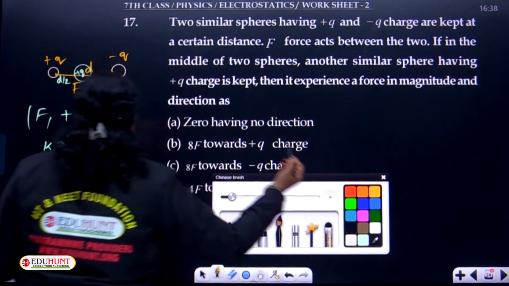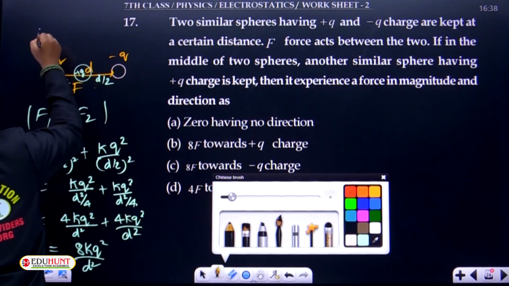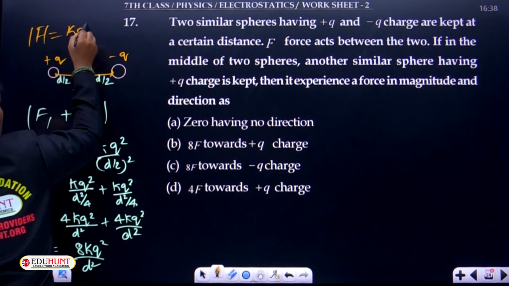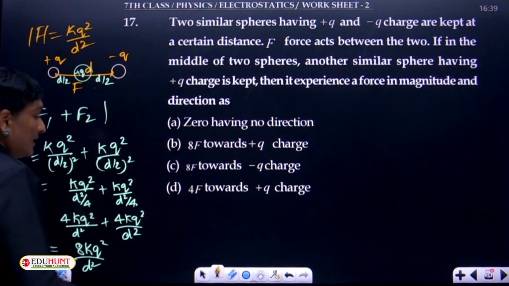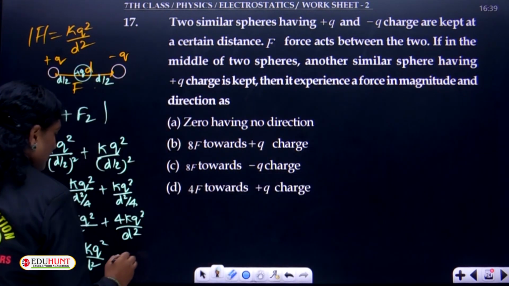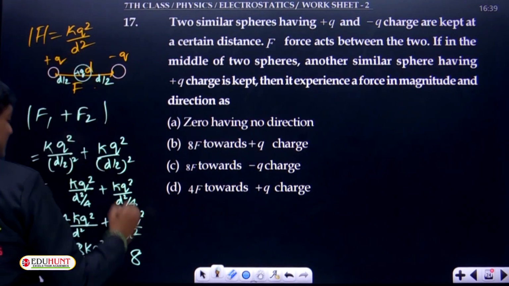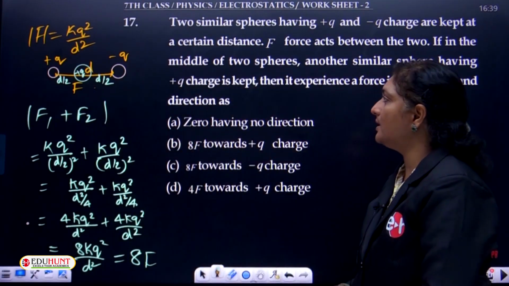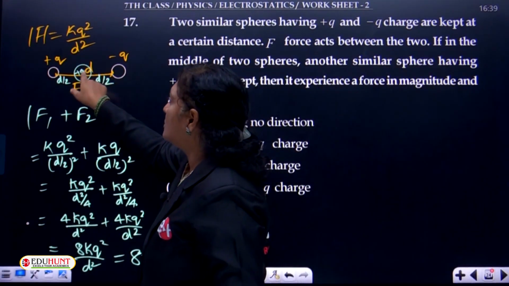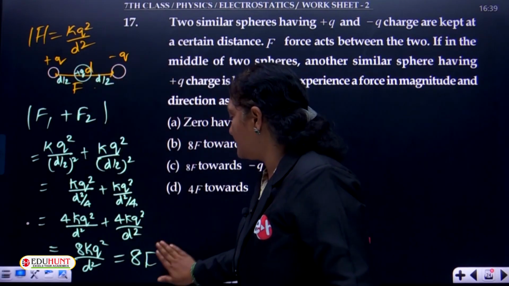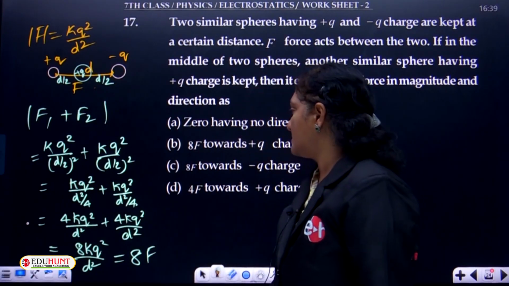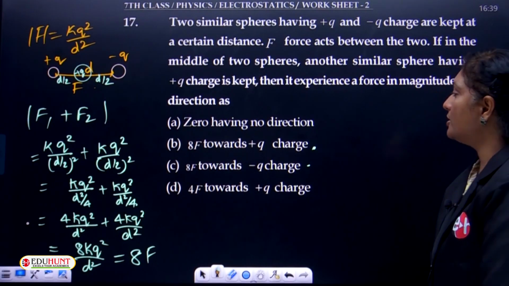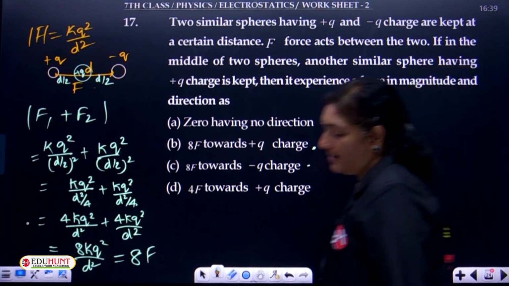But previously, when this charge was not kept, there was just a force F between only these two charges, and that magnitude of the force is given as again KQ square by D square. So clearly we can say that this value, 8 times KQ square by D square, is 8F. So the magnitude of force when the new charge is kept is found to be increased to 8 times the previous force. So, 8F. The answer may be either the second one or the third one. In order to find out the direction, let us discuss again in detail.